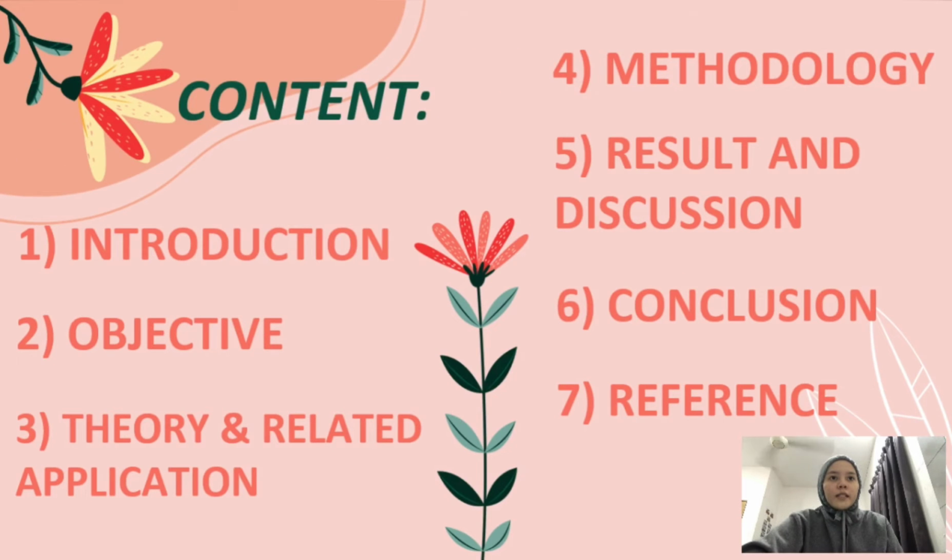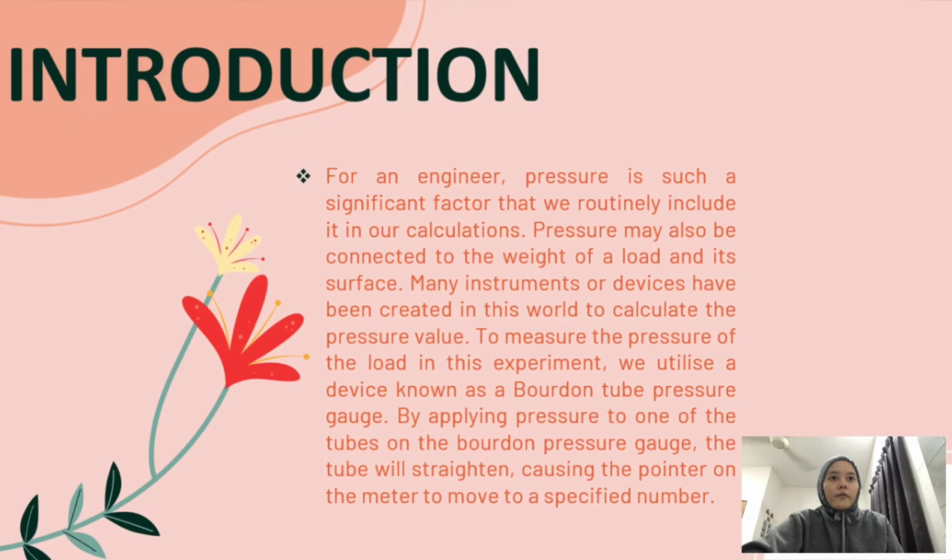Okay, all of this is our content that is included in this presentation. Alright, for the introduction, this experiment says that for an engineer, pressure is such a significant factor that we routinely include it in our calculations. Pressure may also be connected to the weight of a load and its surface area. Many instruments or devices have been created in this world to calculate the pressure value. To measure the pressure of the load in this experiment, we utilize a device known as a Bourdon tube pressure gauge.